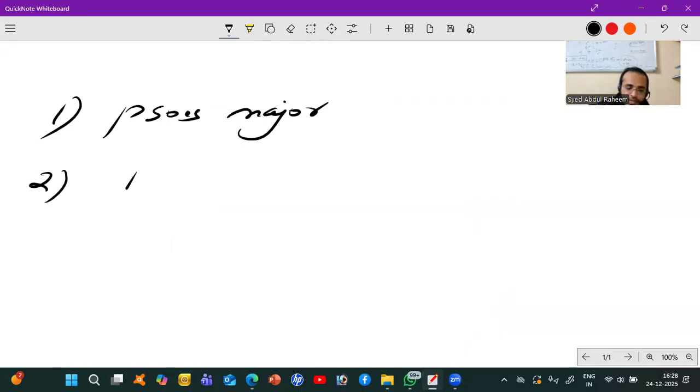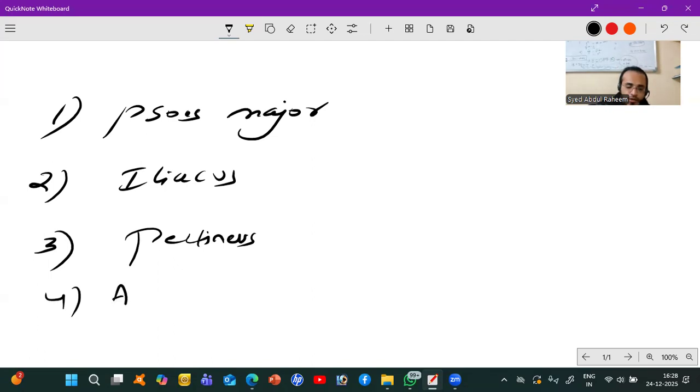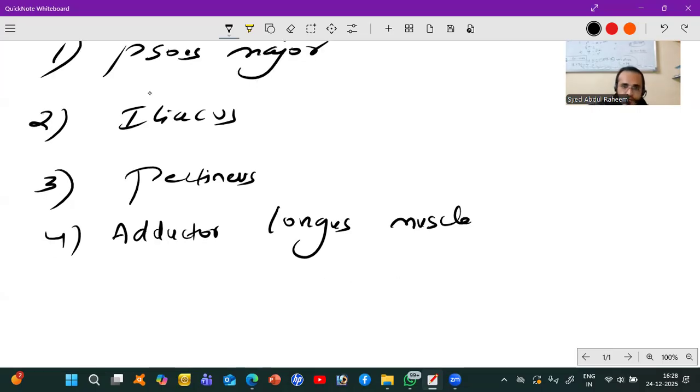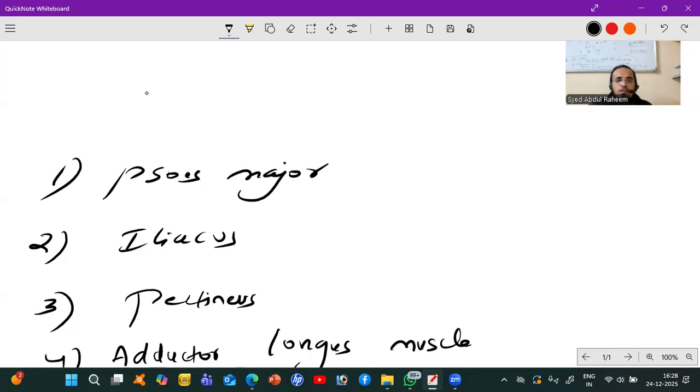Psoas major. Second is iliacus. Third is pectineus. Very important. Fourth is adductor longus muscle. And fifth one is sartorius. Very long muscle.